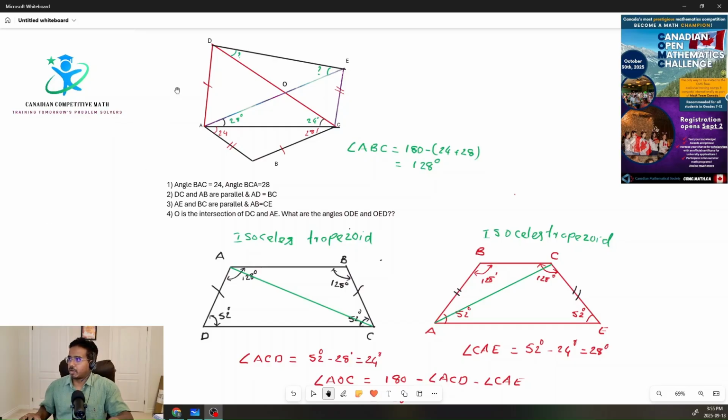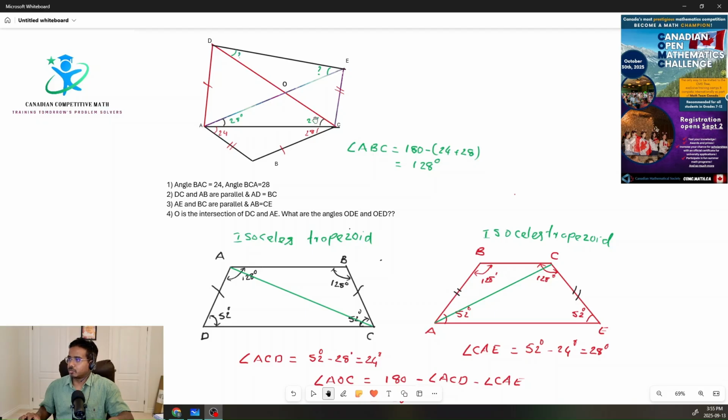Here we have a shape ABCED, and in that shape we have angle BAC as 24 degrees, angle BCA as 28 degrees. DC and AB are parallel, AD equal to BC. AE is parallel to BC, AB and CE are equal. O is the intersection of DC and AE.